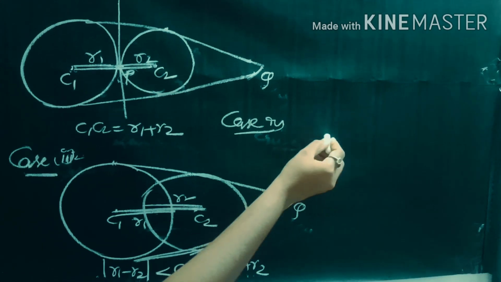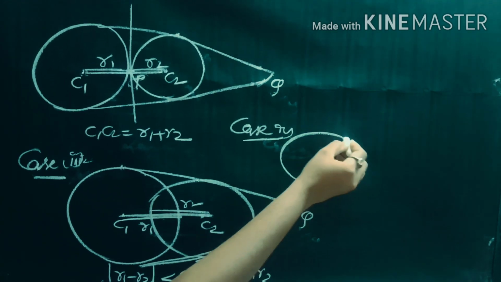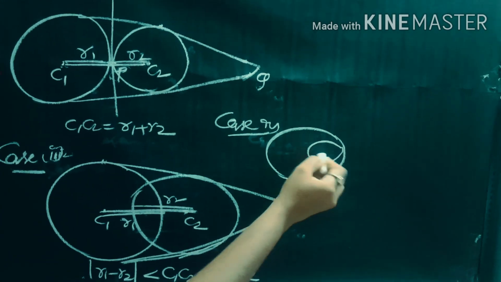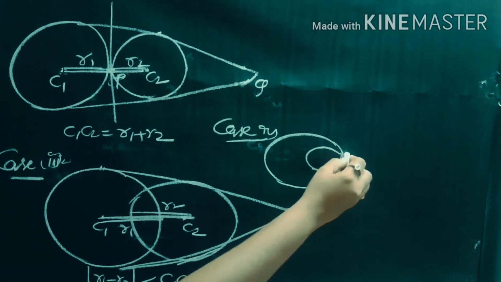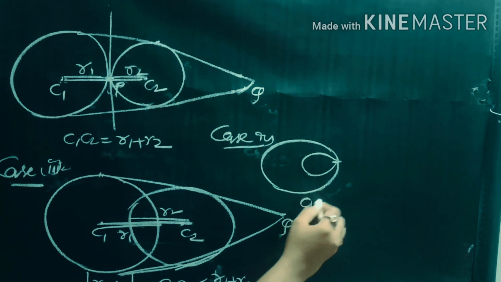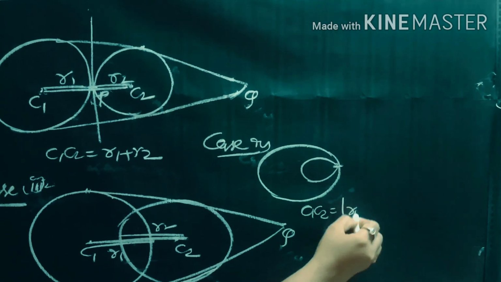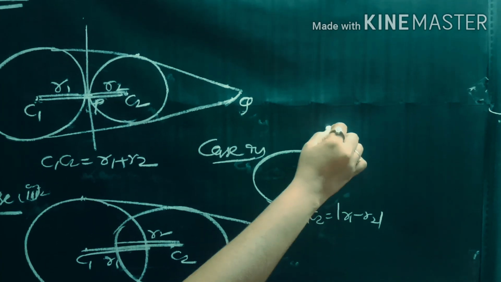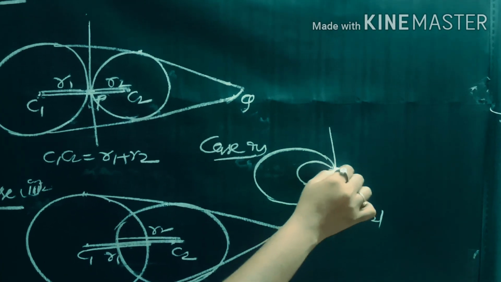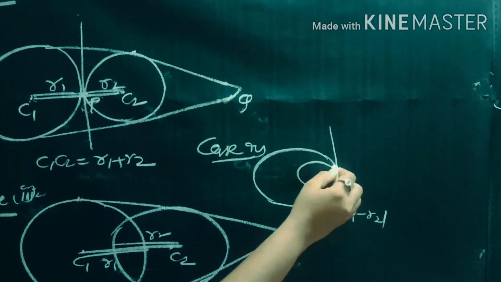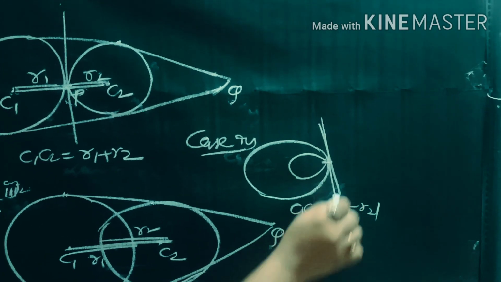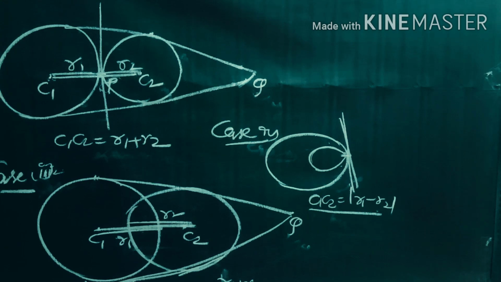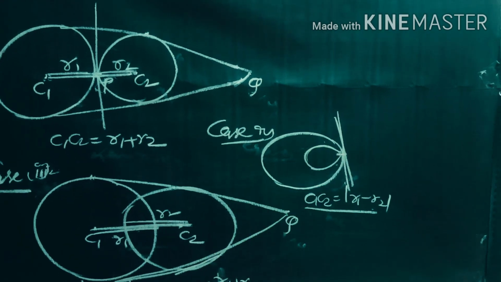Now coming to case 4. Case 4 means the two circles touch each other internally, like that. In this case, the condition is C1C2 is equal to modulus R1 minus R2, and the number of common tangents drawn to the two circles is 1 only. This is the common tangent, the only common tangent. If C1C2 is equal to modulus R1 minus R2, then the two circles touch each other internally.